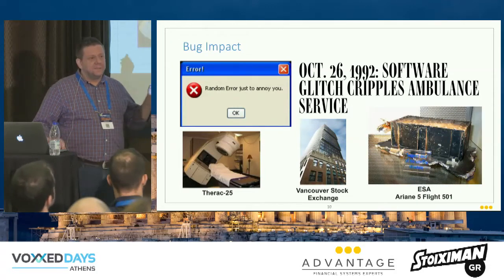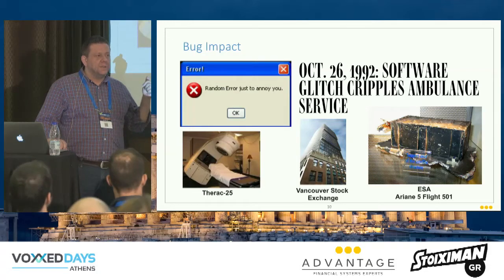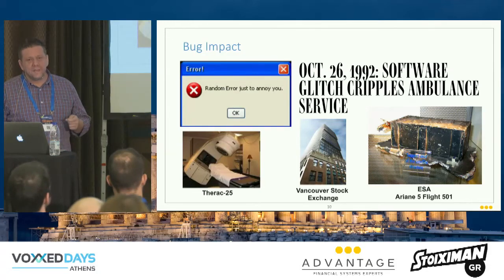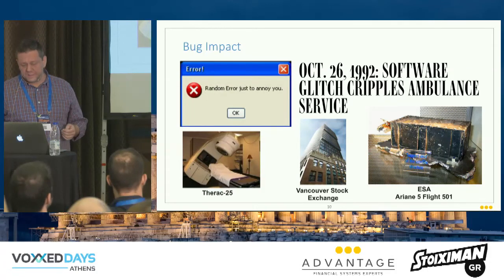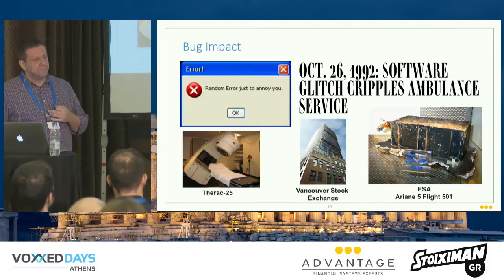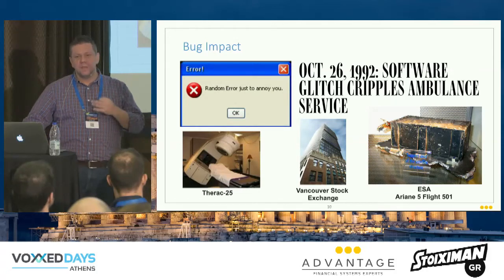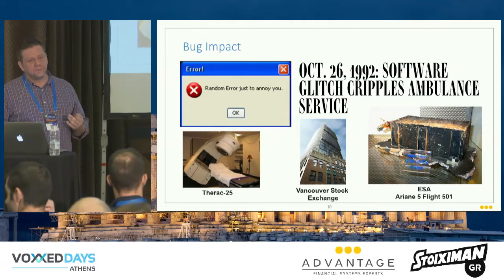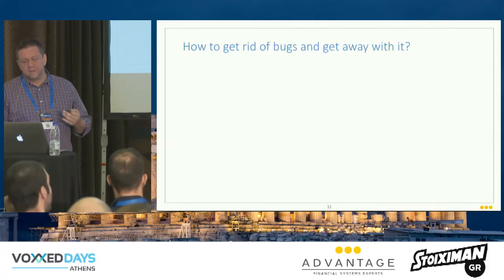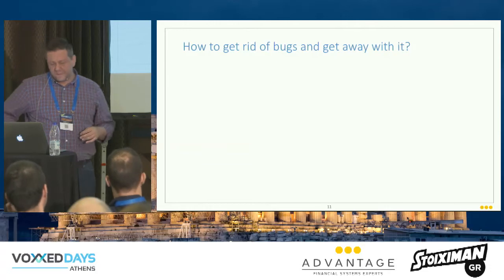And there was a bug in a satellite launch that blew up the satellite and the rocket, costing at least $500 million to ESA. So bugs have a serious impact, especially in digital banking applications where we manage trillions of euros and US dollars of transactions every year, and bugs are not acceptable.